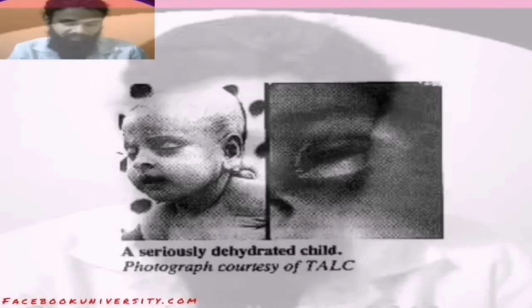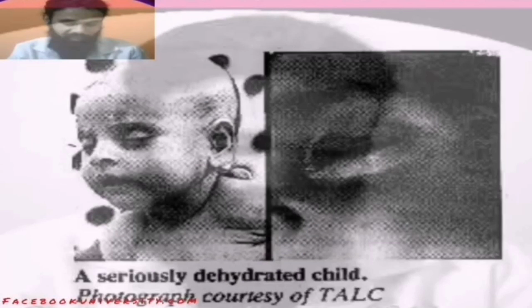What you are seeing here, you can just notice the eyes. This is how it is. See, the eye is very shrunken, very much shrunken. Even it looks like the child has closed his eyes. So it looks like that. It is because, even if the child is crying at that time, you are not seeing any tear.